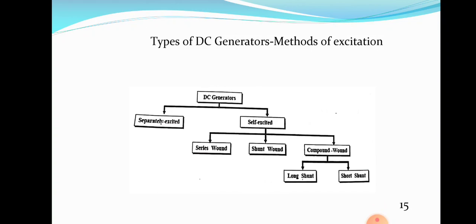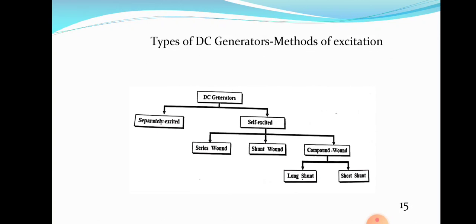In the last class, we have discussed the different types of DC generators according to the method of excitation. According to the method of excitation, DC generators are broadly classified into two: separately excited generator and self-excited generator. Self-excited is further classified into three: series generator, shunt generator and compound wound generator. Compound is again classified into two: long shunt compound and short shunt compound.